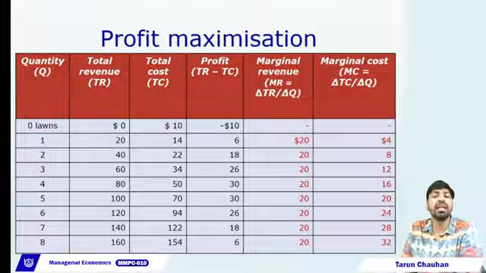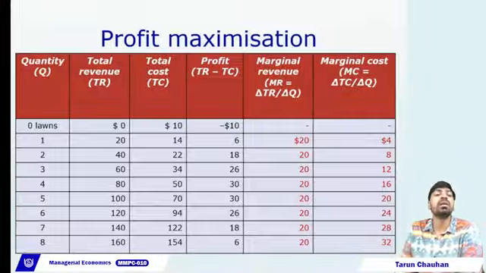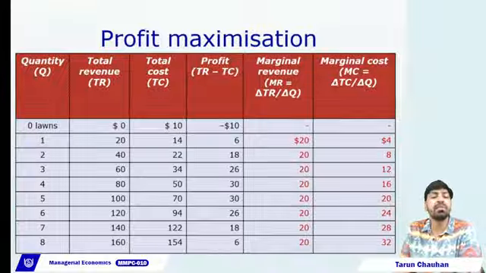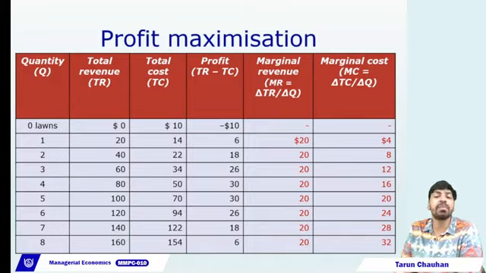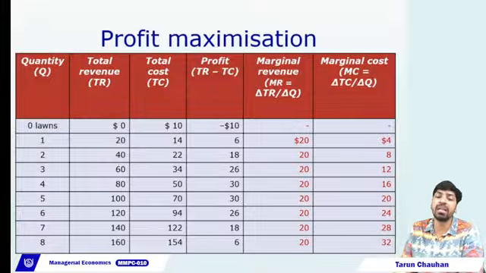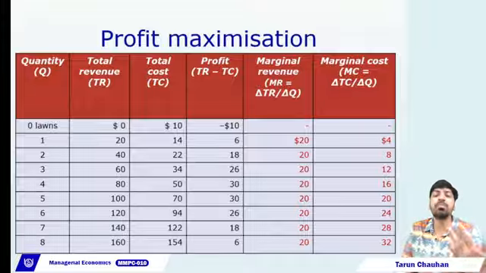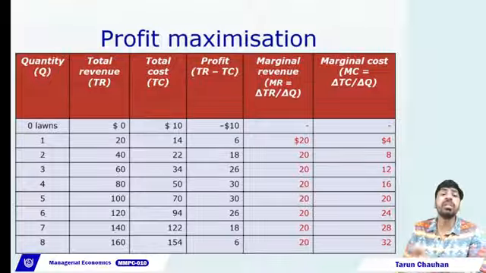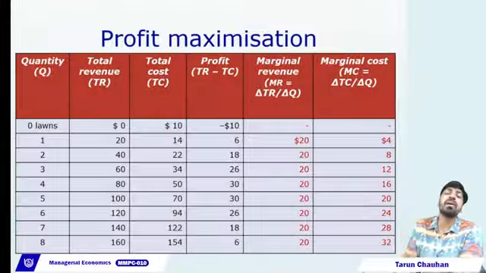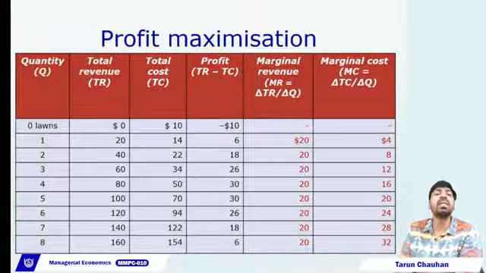Next, 22 minus 14 becomes 8, and the difference in quantity is 1, so 8 by 1 gives 8. Then 34 minus 22 is 12, by 1, 12. Then 50 minus 34 is 16, by 1, that is 16, and so on. So this is the way to calculate marginal cost. These are the most important concepts under the profit maximization condition: total cost, profit, and marginal cost.